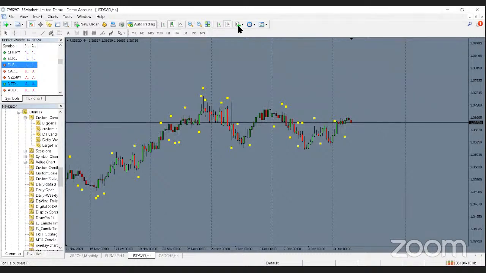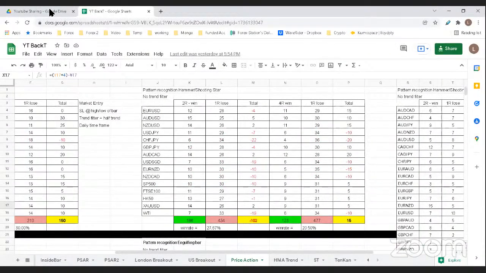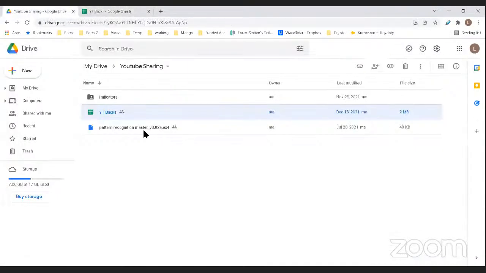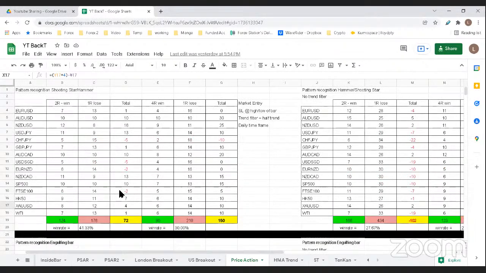So today I'm going to present an indicator which I presented before, which is the price action indicator. It will be this particular indicator over here. If any of you had downloaded it before, you'll be the pattern recognition master. I think I presented this back in October or something. If you recall, back then I tested a few price action patterns contained within this indicator.